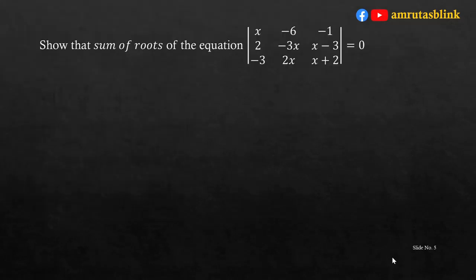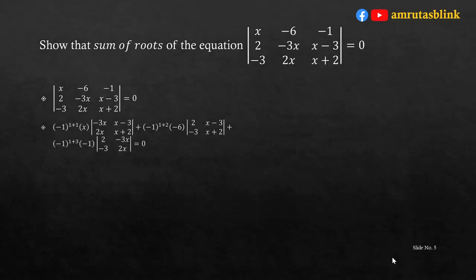Show that the sum of the roots of the equation, determinant with rows x, minus 6, minus 1; 2, minus 3x, x minus 3; and minus 3, 2x, x plus 2, is equal to 0. Now, it is given that the value of the given determinant is equal to 0. Hence we can write the determinant as equal to 0.